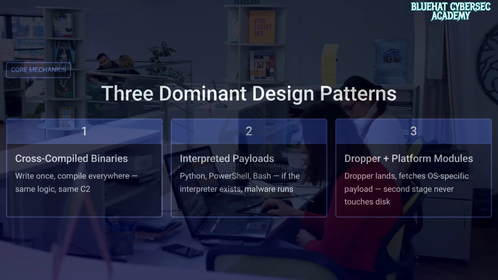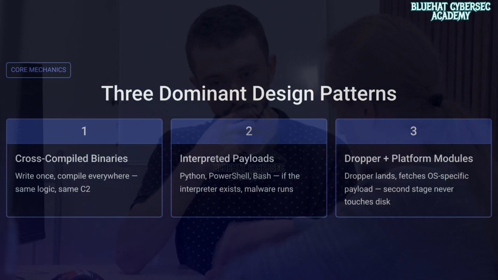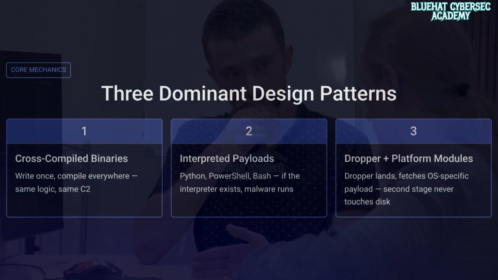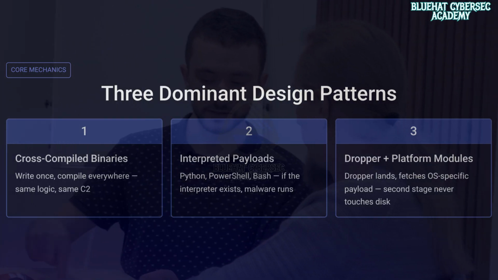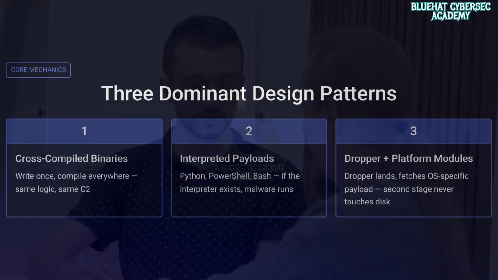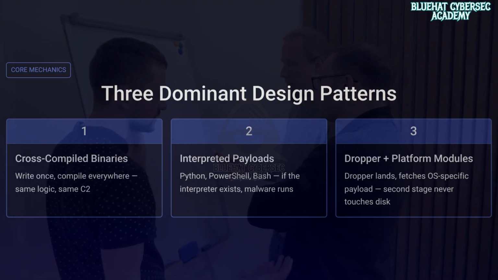The second pattern is interpreted payloads, which rely on environments that already exist on the system. So instead of compiling anything, attackers use what is already there. Python on Linux servers, PowerShell on Windows, JavaScript in browsers or Electron apps. This approach removes compatibility issues entirely. If the interpreter exists, the malware runs.